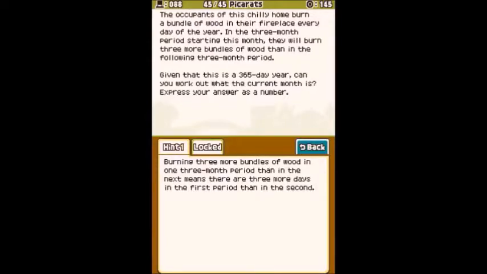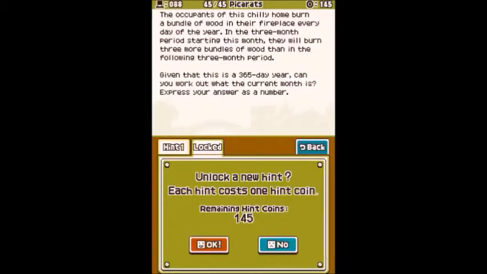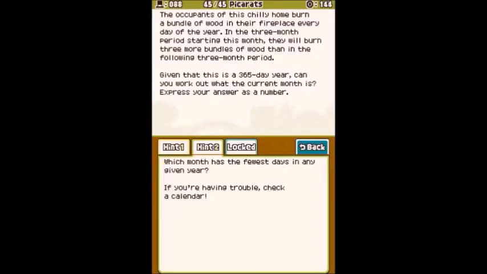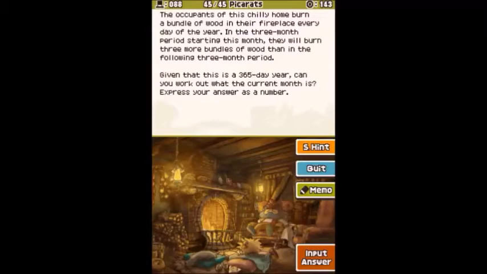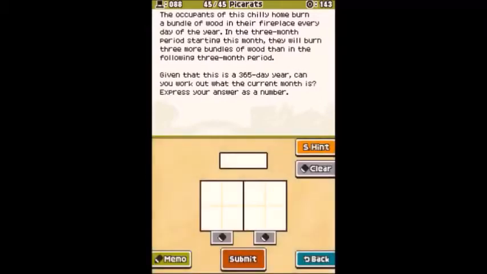Burning 3 more bundles of wood in a 3-month period than in the next means that there are 3 more days in the first period. Which month has the fewest days in any given... Having trouble? Check a calendar, Layton. "Professor, are you suffering from narcolepsy again? This is a puzzle that's actually been given to you." "I don't care, I've solved it. Well, I'm sleepy. February is the shortest month of the year."